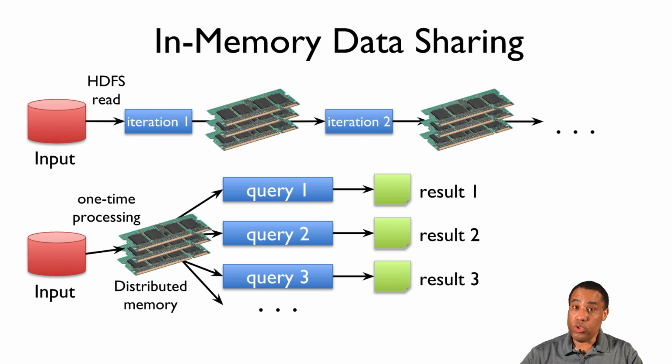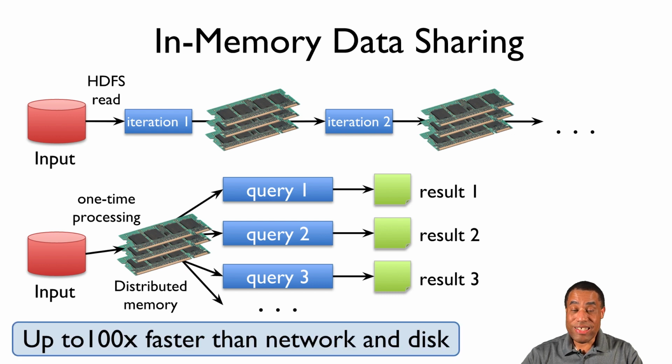Similarly, when we're doing our interactive data mining, we read the data in once, deserialize it from the byte stream, convert it into objects, and now all of our queries run on those objects that we have in memory. This can be really fast, so up to 100 times faster than going over the network or going to disk.